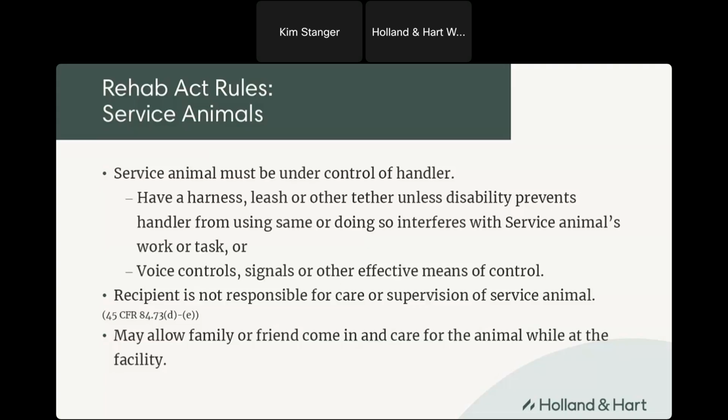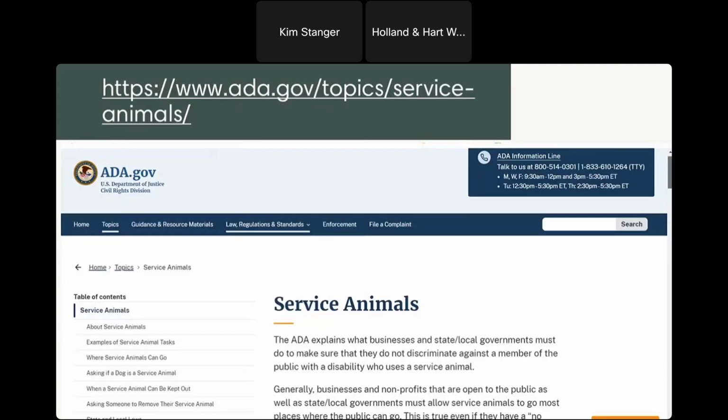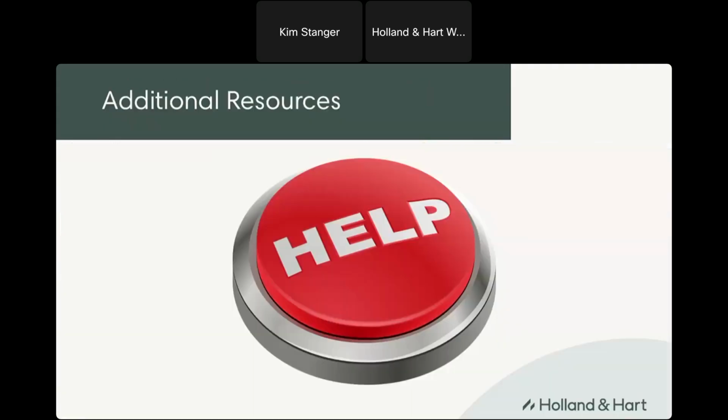Note that you are not responsible for the care or supervision of the service animal if the patient brings them in, or if the patient's an inpatient in the facility. It's not your job to take care of the animal, but you have to reasonably accommodate. You could allow a family member or friend to come in and care for the animal while the animal's at the facility. For more information about service animals, as I mentioned, you can go to the ADA's website, and it's got good information and guidance concerning service animal issues.